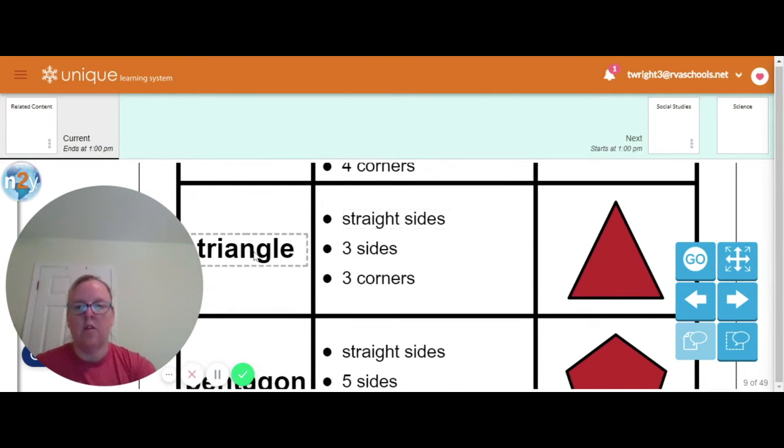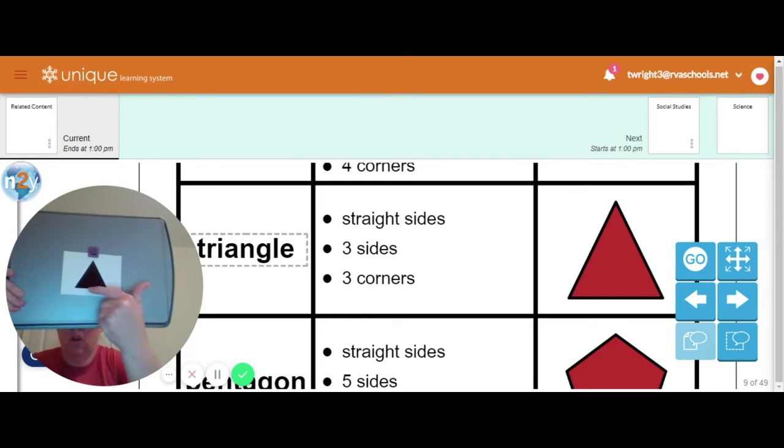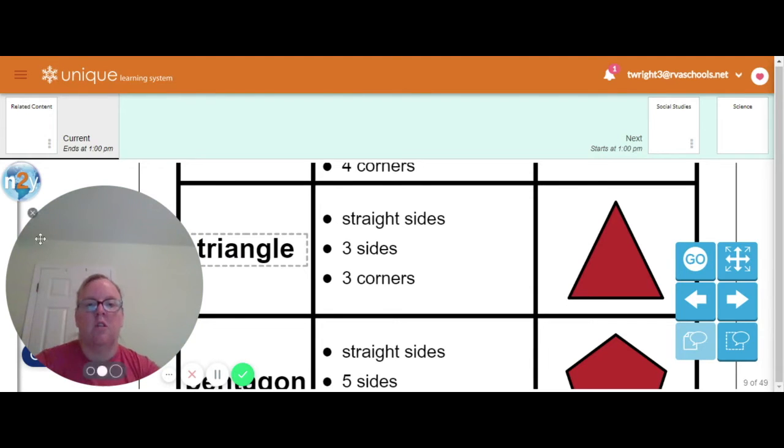Next, we have our triangle. The triangle has three sides. Let's count them. 1, 2, 3. So it has straight sides, and three sides, and three corners. 1, 2, 3.